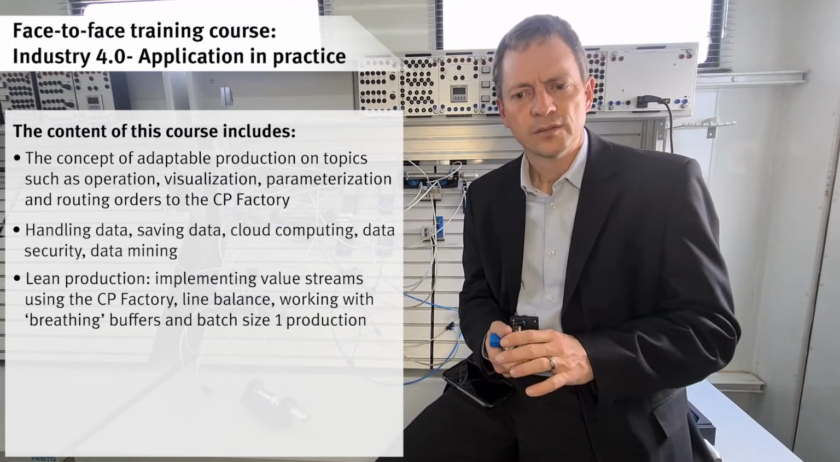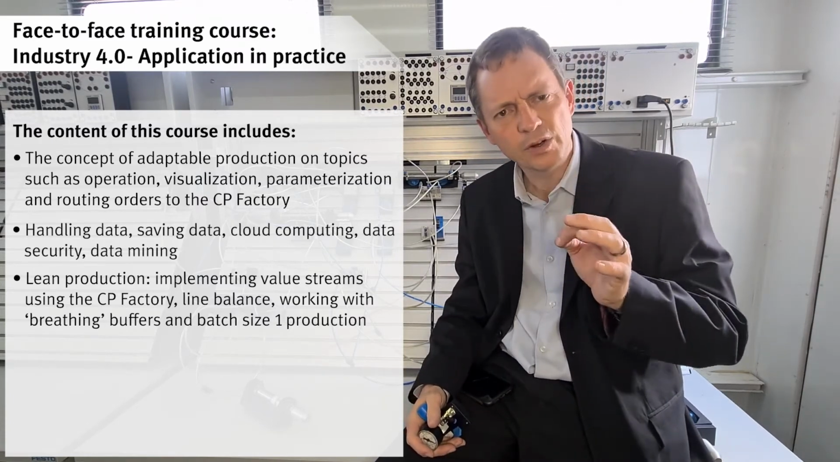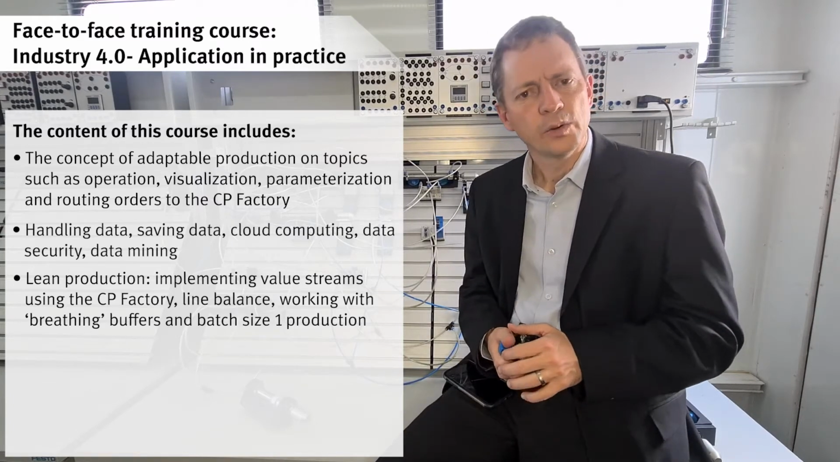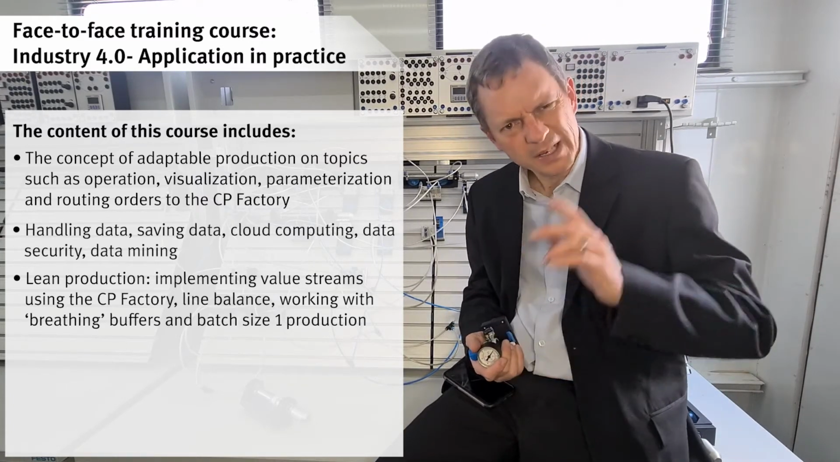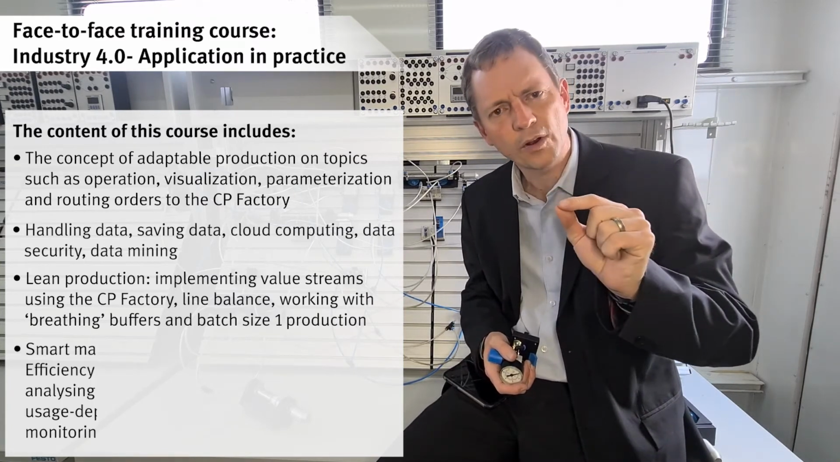How do we implement breathing buffers? How do we do value streams to make sure we have lean production? How do we reduce the batch sizes? How do we get down to a batch size of 1 so that we can get exactly the right customer, the right product at the right time?